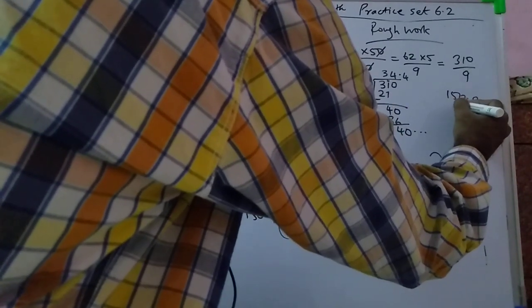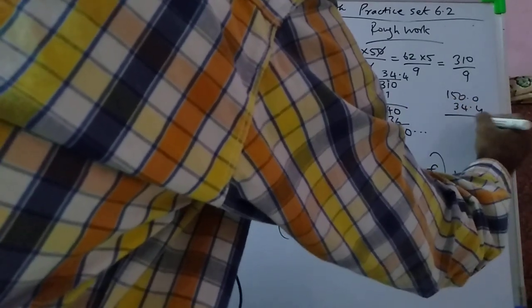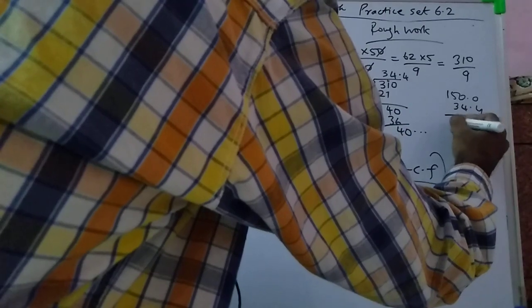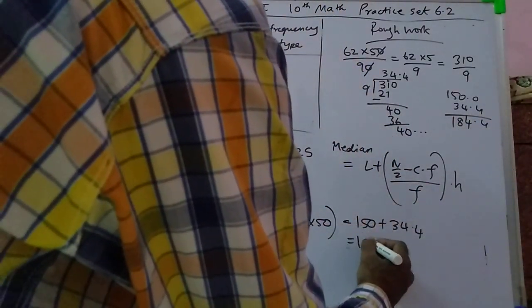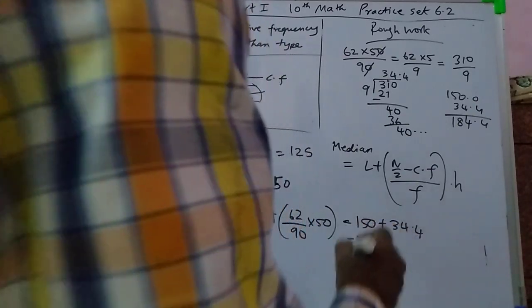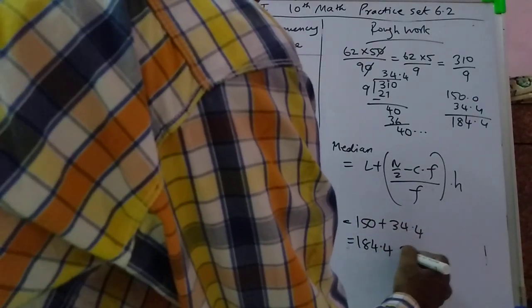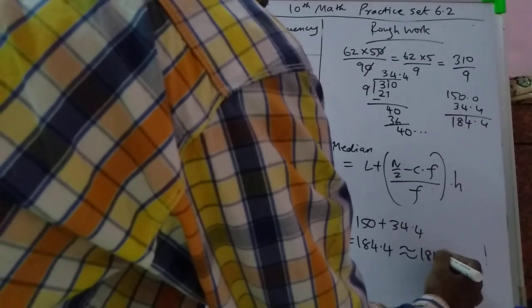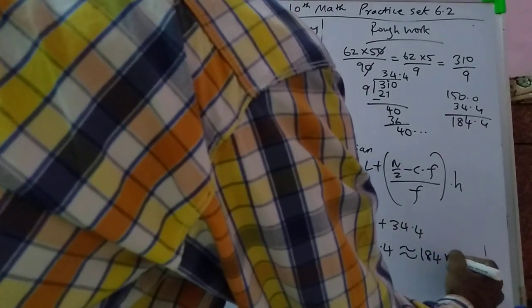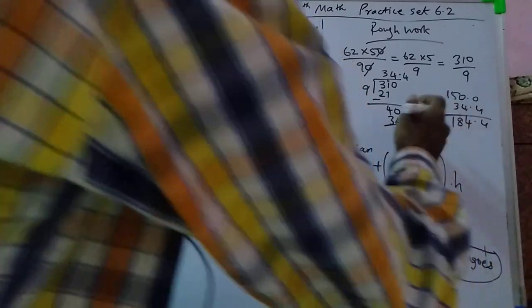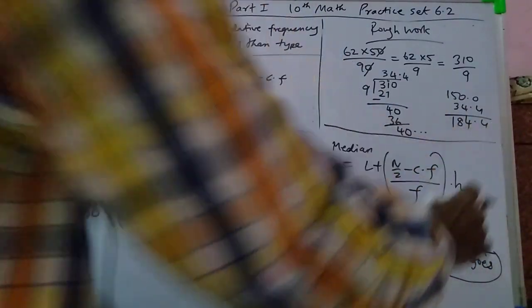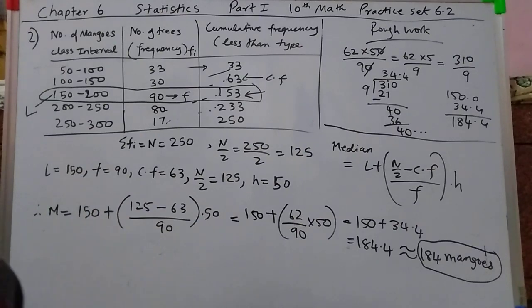150.0 plus 34.44. So that will become 184.4. That we can approximate. Approximated, 184 mangoes. So this is the final answer for this. I hope you got this. Now let's move on to the other problem.